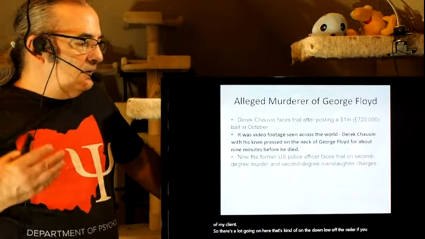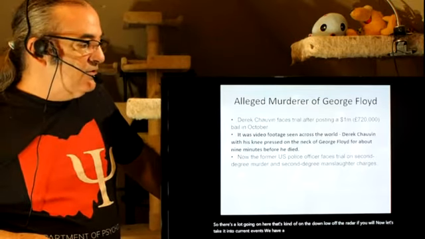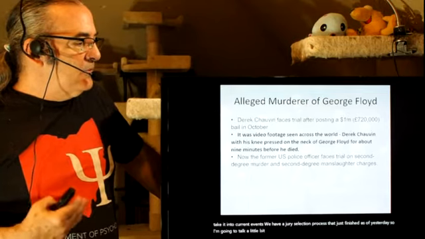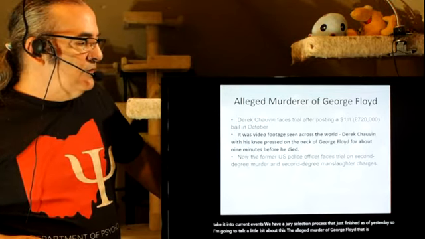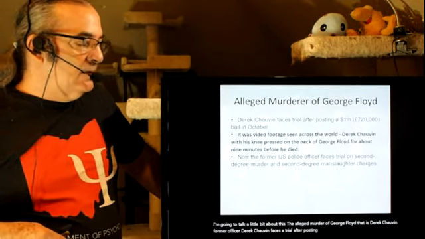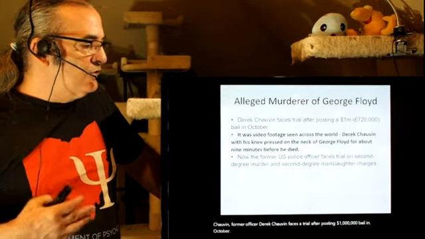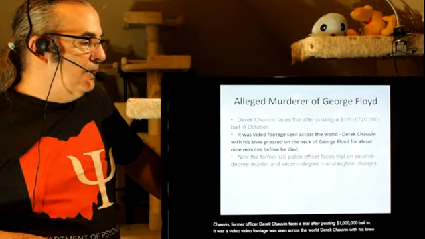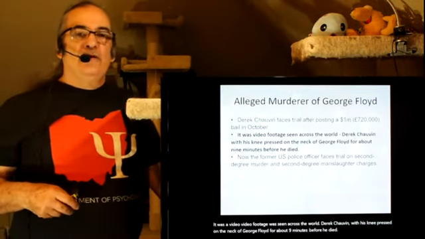Now, let's take it into current events. We have a jury selection process that just finished as of yesterday, so I'm going to talk a little bit about this. The alleged murderer of George Floyd, that is Derek Chauvin, former officer Derek Chauvin, faces a trial after posting $1 million bail in October. The video footage was seen across the world, Derek Chauvin with his knee pressed on the neck of George Floyd for about 9 minutes before he died. And man, this is pretty shaky.